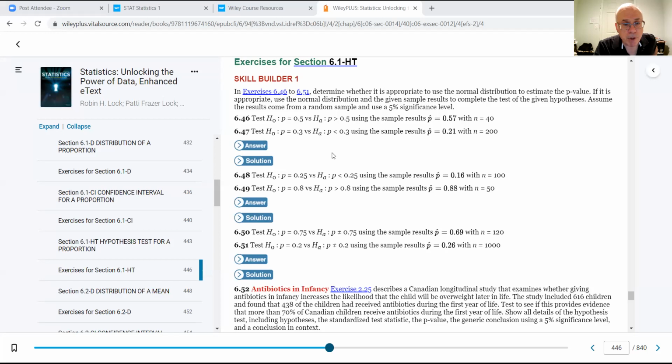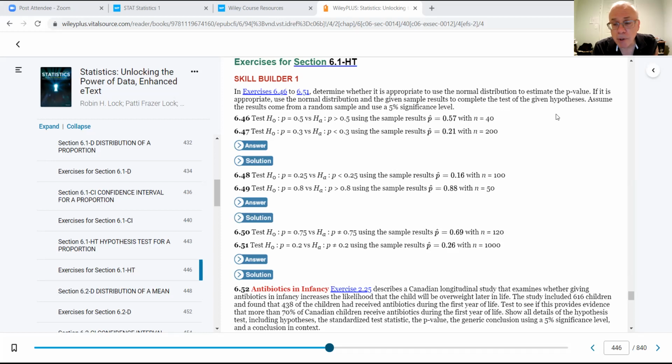This is 6.47, and what we have to do is see if the normal distribution is appropriate. That is, we have to multiply n times p and n times 1 minus p. And then we're going to assume it's a random sample. It's telling you, assume it's from a random sample. That's one of the assumptions too. And it says use a 5% significance level. So it says if it is appropriate, use the normal distribution and the given sample results to complete the test of the hypothesis.